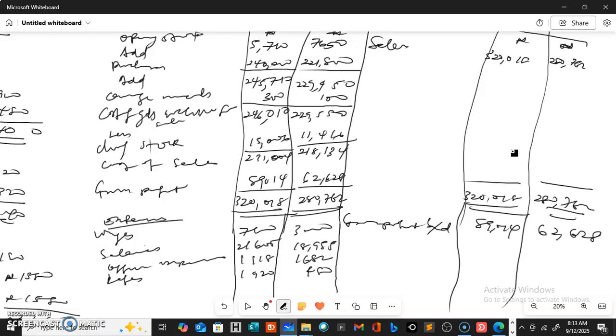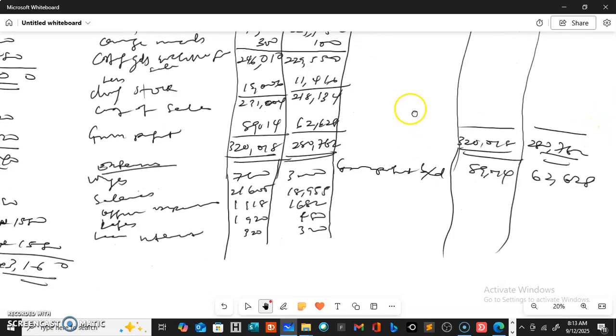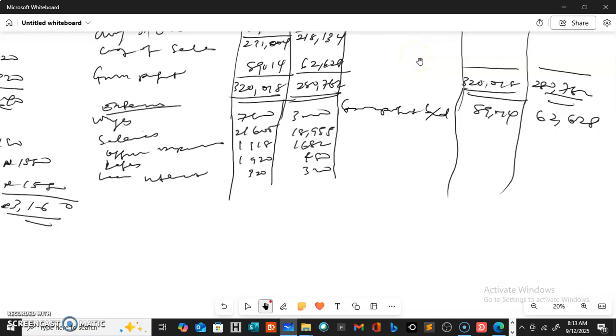We have loan interest. Loan interest 320, 320 equally. Okay. So let's move on before we end the video. So at least we should be able to finish up with the profit or loss account.